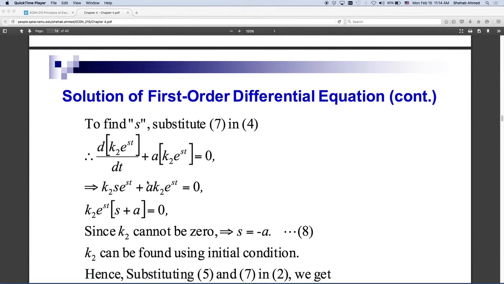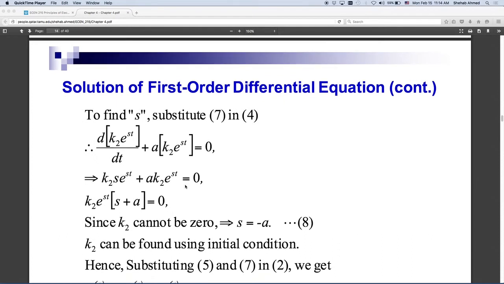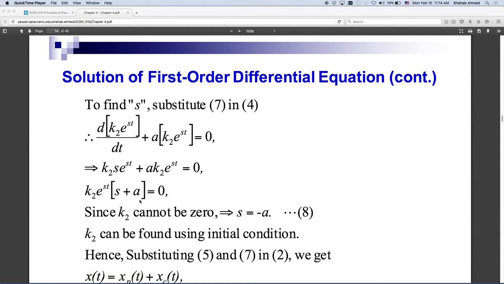This new equation, so I put it here and then I differentiate. So I differentiate this k2 e to the st with respect to time, and I get k2 s e to the st plus a k2 e to the st, right? So this is what I get. After getting this, I can reshuffle this around, take k2 e to the st as a common factor outside, and I'm left with s plus a is equal to 0, multiplied by k2 e to the st.